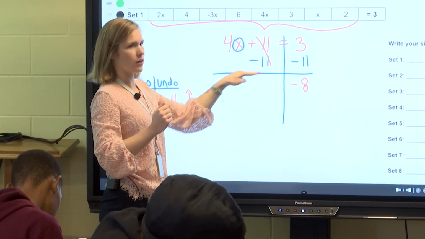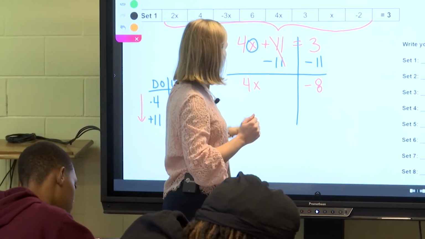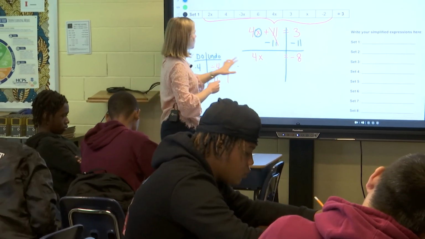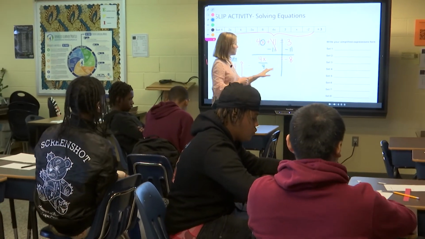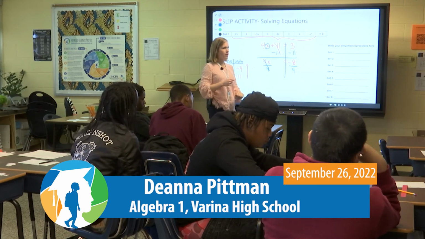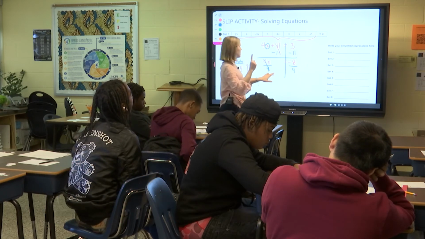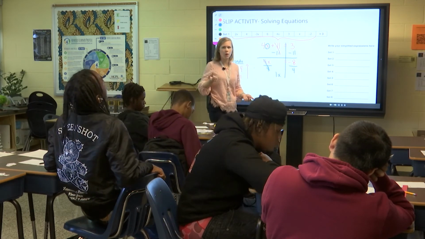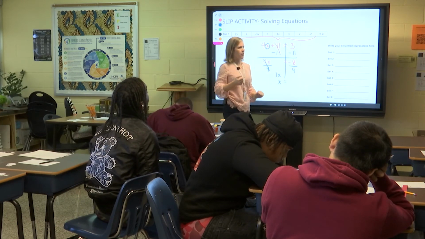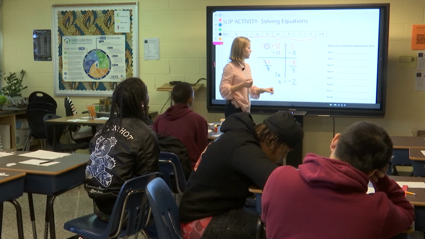And then what's left over here? The 4x. Good. I'm just going to bring it down. And then don't you divide that? Okay. And then, right, to undo multiplication, we're going to divide. Divide by 4 on here and divide by 4 over here. 4 divided by 4 is 1. So technically it's 1x, but do I have to write the 1 in front? No, it's just x on its own. And then what's negative 8 divided by 4? Negative 2.